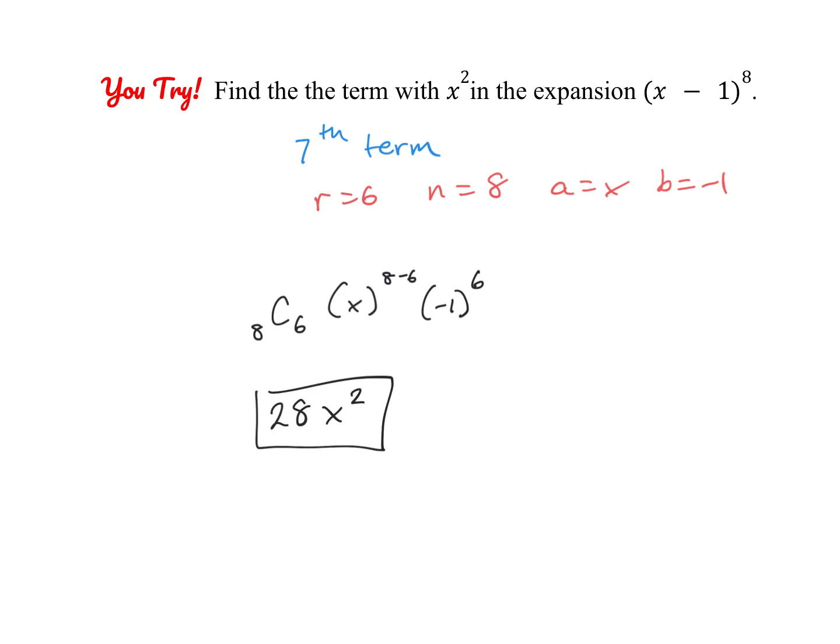All right, go ahead and check here. So in this case, the term with x squared is actually the 7th term, because you have x to the 8th, x to the 7th, x to the 6th, x to the 5th, x to the 4th, x cubed, and then x squared. So it's the 7th term in your expansion, which means that r is 6. So remember, r is always 1 less than the relative position, really. And then n is 8. You can see here, and a is x, and b is negative 1. So you just plug it in and simplify it, and you should get 28x squared.